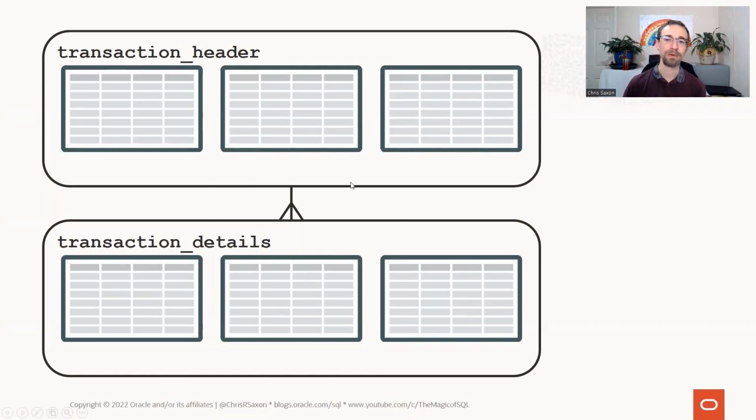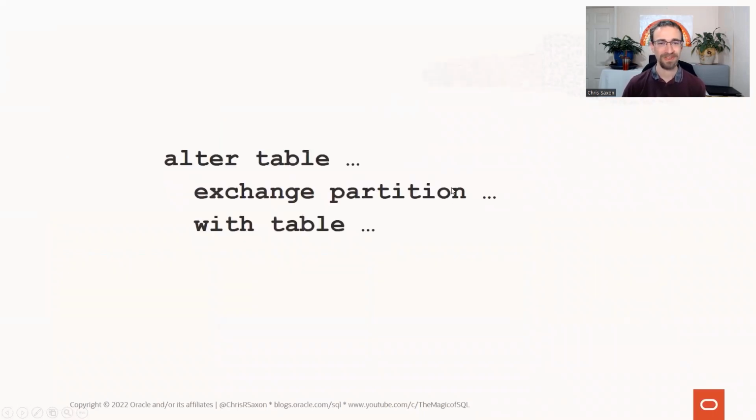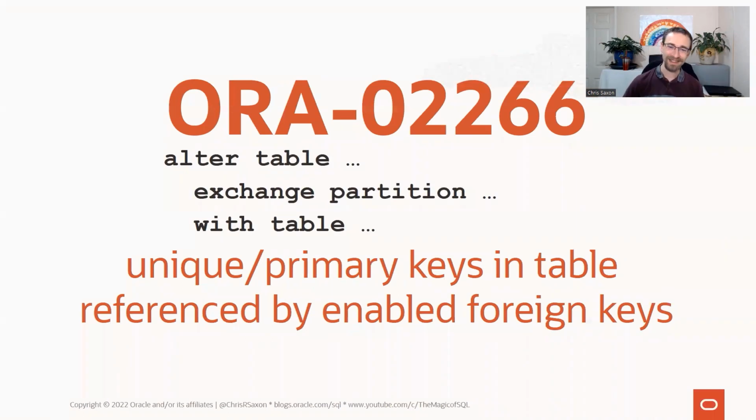And what we want to do is we're going to try and archive off data from the header table. So we've got our orders, sales table, whatever you call it, and we're going to remove the oldest rows from it. If we try and do that from the parent table with an alter table exchange partition, what's going to happen? We're going to get the error 2266 because the foreign key reference is pointing to it, okay? So this is one problem here.